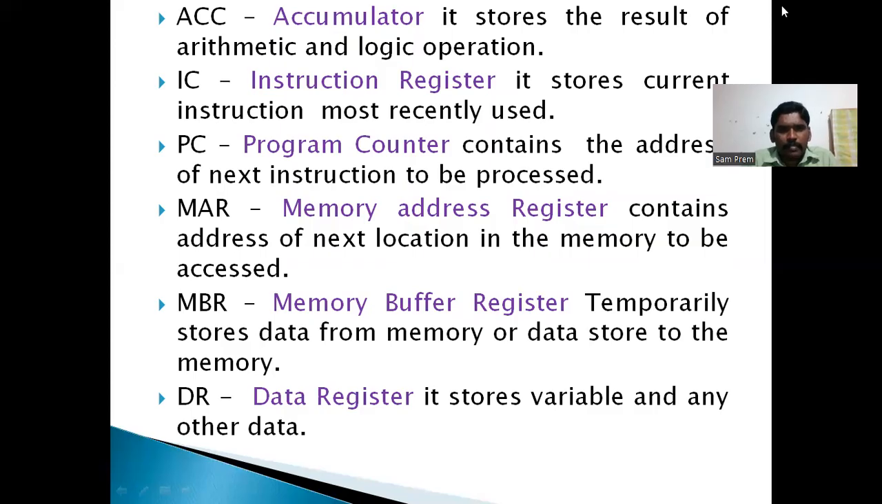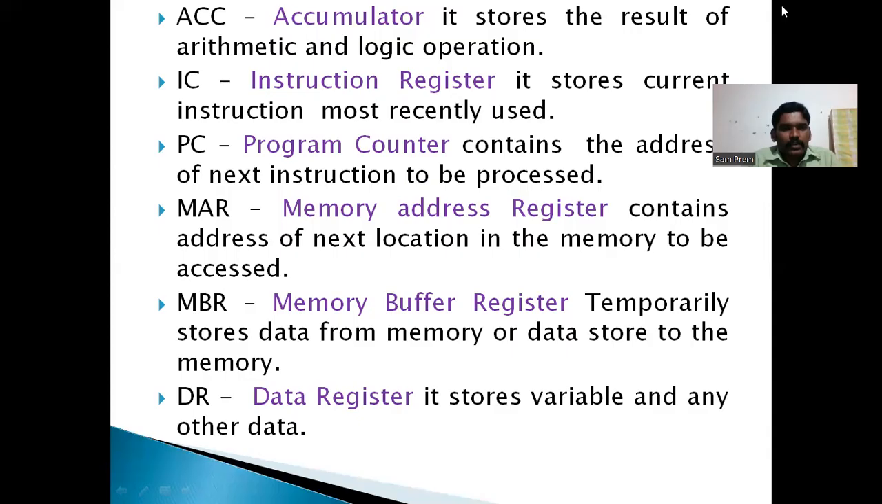First one is the accumulator. It stores the result of arithmetic and logical operations. If the computer performs arithmetic and logical operations like addition, subtraction, multiplication, these results are stored in one register. That register is called the accumulator. And also logical operations, AND operation, OR operation, or comparing and performing relational operators, these results will be stored in the accumulator also.